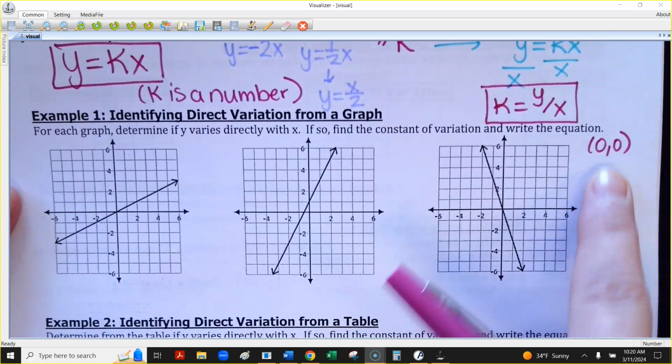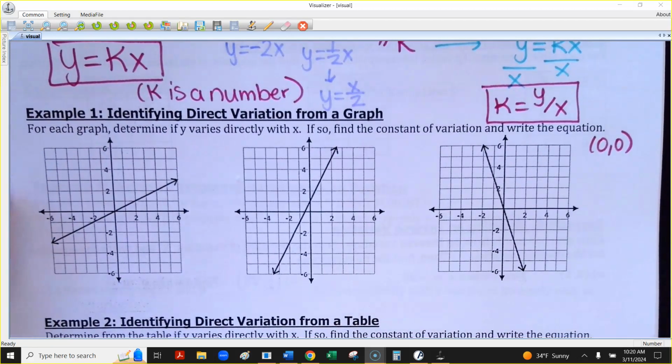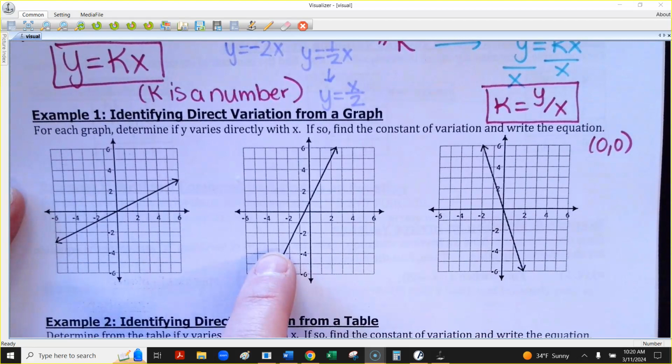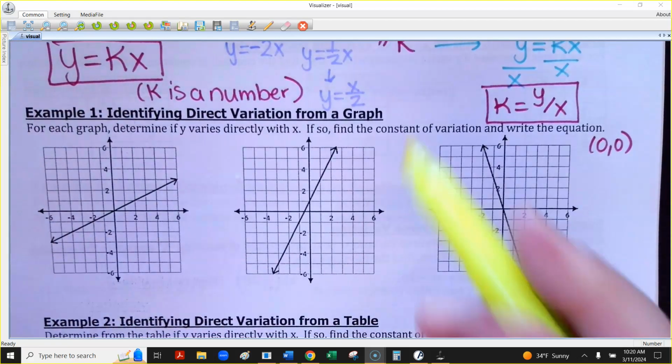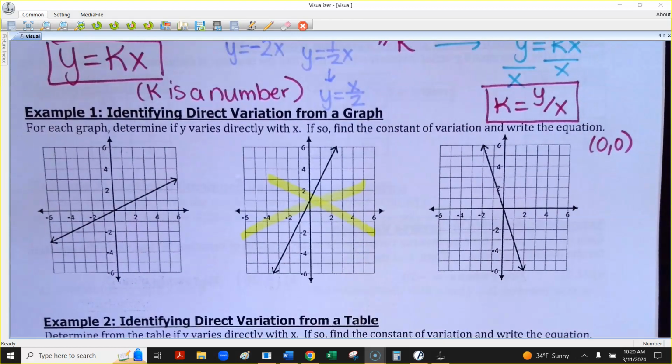So if it asks you to look at a graph and say, hey, is this a direct variation or not? If it doesn't go through the origin, like this one in the middle, I immediately know that's not a direct variation because it doesn't go through the origin. These other two do go through the origin. So I know these both are.